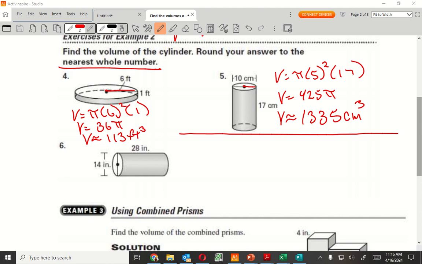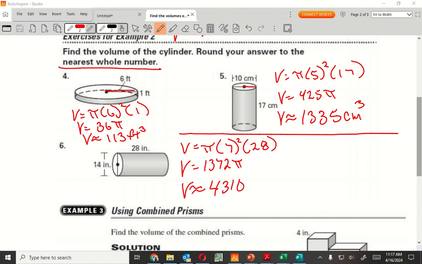Right here, this is another one. So what's the radius on this one? 7. Good job. So it's 7. Volume is pi times 7 squared times 28. So that is going to be 49 times 28, which is 1372 pi. Then volume is going to be approximately 4310, and that's my units of inches cubed. You guys agree? Good.